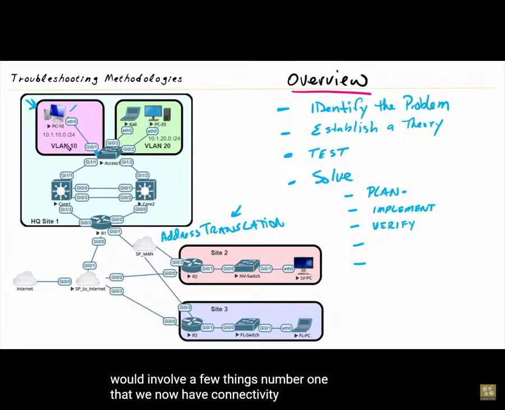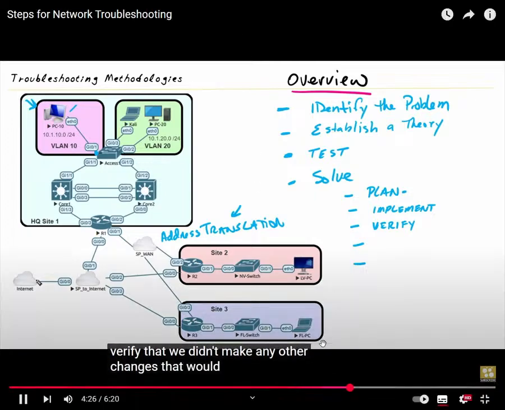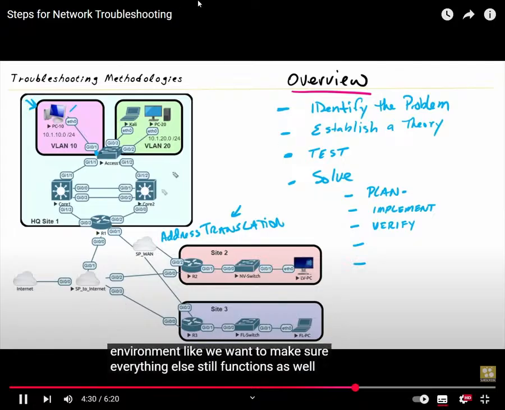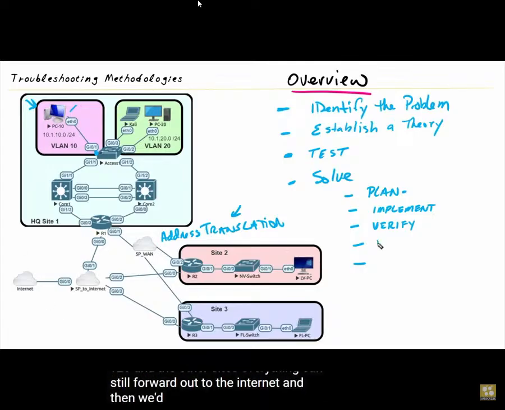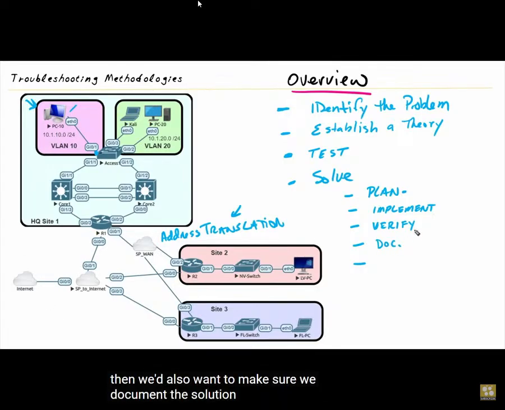And that verification would involve a few things. Number one, that we now have connectivity from this PC out to the internet. Also, we'd want to verify that we didn't make any other changes that would negatively impact our environment. Like, we want to make sure that everything else still functions as well. VLAN 20 and the other sites, everybody can still forward out to the internet. And then we'd also want to make sure we document the solution, what we did, how we did it, and if we change the topology in some fashion, we'd want to include that update in our documentation.